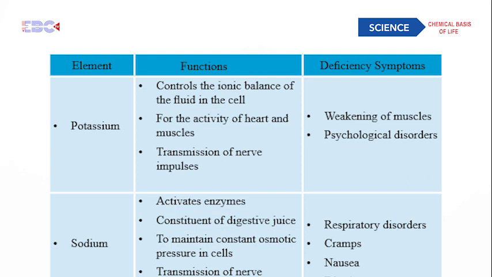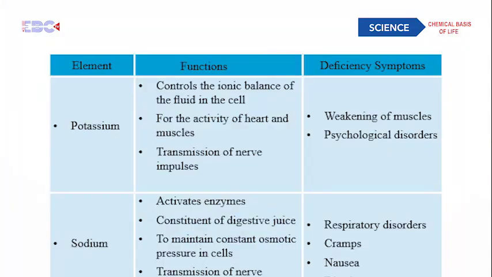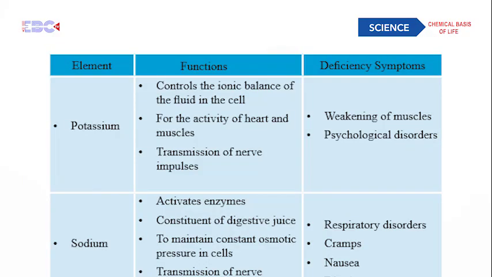So the function of potassium is it helps to control the ionic balance of fluid in the cell, right? So ionic balance means the balance in the charges. So this helps to balance the charges in the fluid, right? Next function, for the activity of heart and muscles, right? Third, transmission of nerve impulses. Transmission means transporting. So nerve impulses mean like a signal transmitted along a nerve fiber.